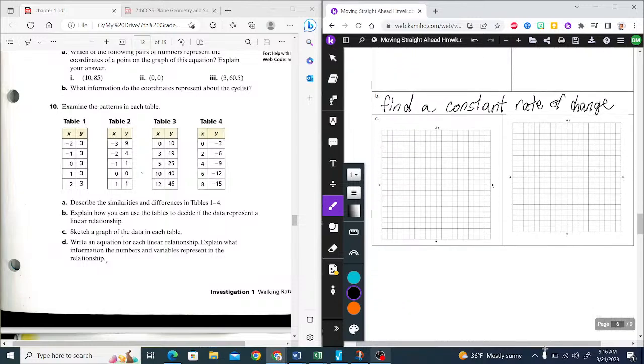To graph these, -2, 3 would be right here. -1, 3, 0, 3, 1, 3, 2, 3. Second graph, -3, 9 is all the way up here. -2, 4 is right here. -1, 1 is right there. 0, 0, and 1, 1.